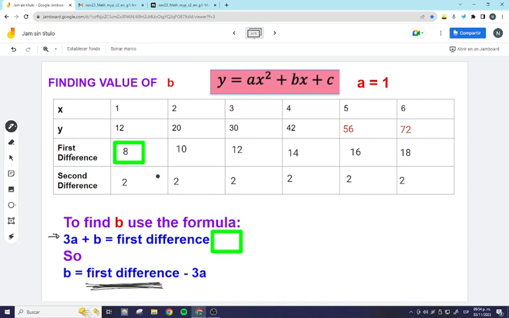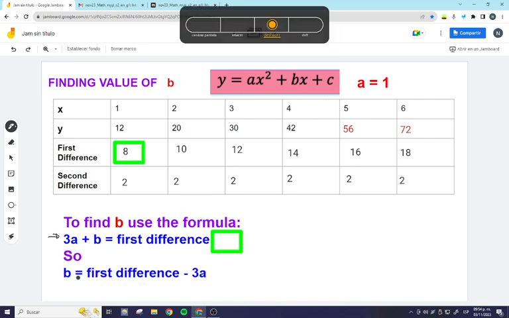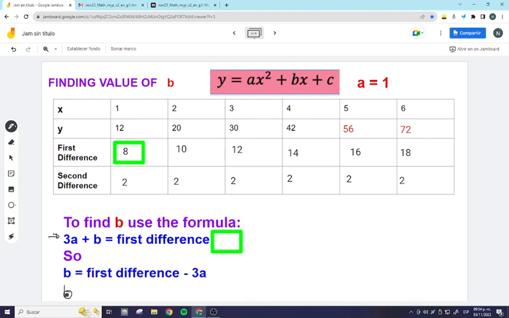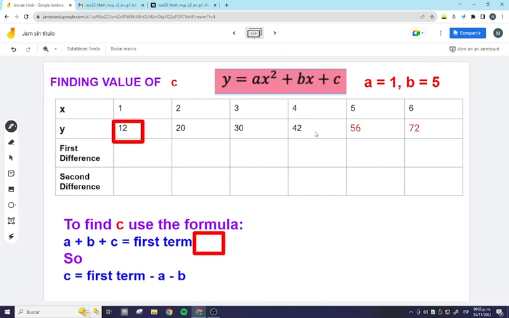So let's actually do it. B is going to be our first difference, 8, minus 3A. So what is A? Remember, we found in the previous step that A is 1. So 3 times 1. Okay, 8 minus 3 times 1 is just 8 minus 3, and that's 5. So B is 5. Time to go to the next step.